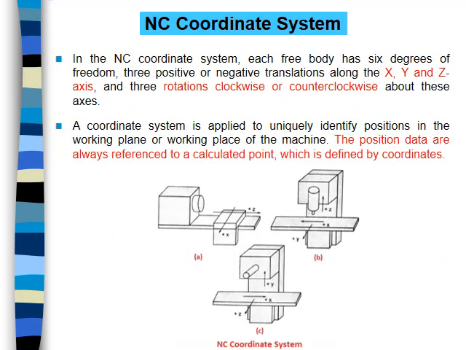So this is the free body diagram of a lathe, vertical milling and horizontal milling machine. As we can see in the figure, there are only two axes in a lathe, that is X and Z. There are three axes in vertical milling, that is X in this direction, Y in this direction and Z in this direction. And in the horizontal milling machine, Z is in this direction, X in this direction and Y in this direction.